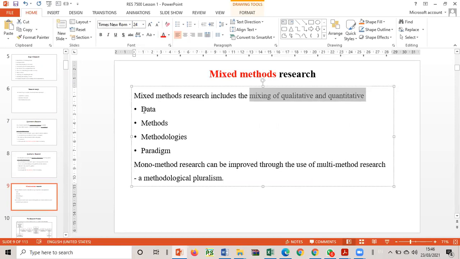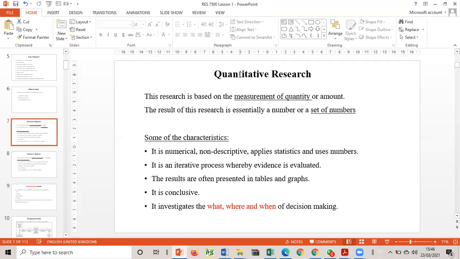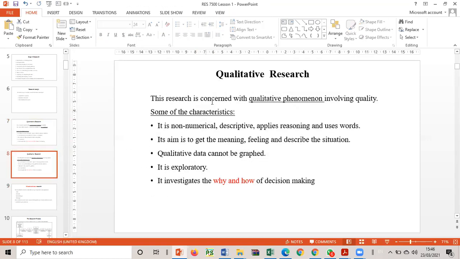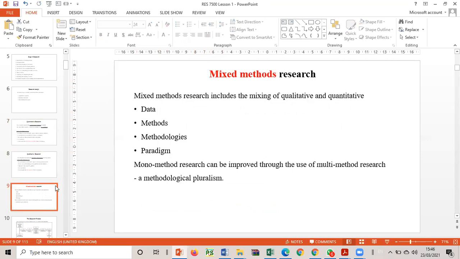So there will be quantitative data, quantitative methods, methodologies, paradigm. Similarly, there will be qualitative. Most of the time in a thesis, there will be one chapter on the results, chapter 4. By doing this mixed method, there will be 2 chapters: one chapter for quantitative, one chapter for qualitative.